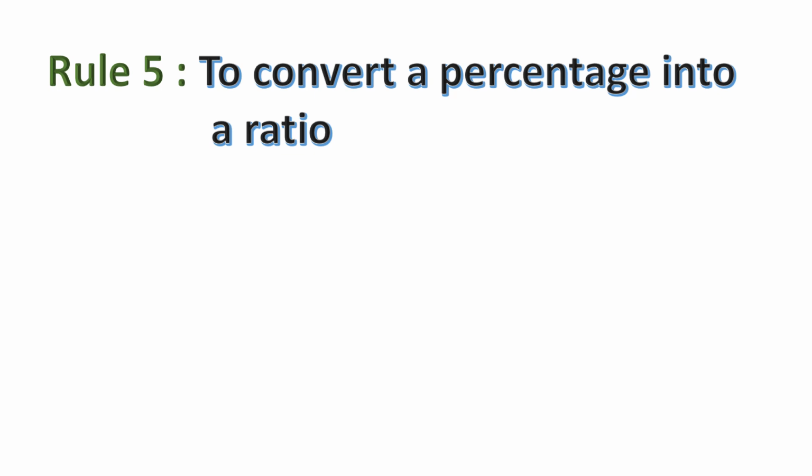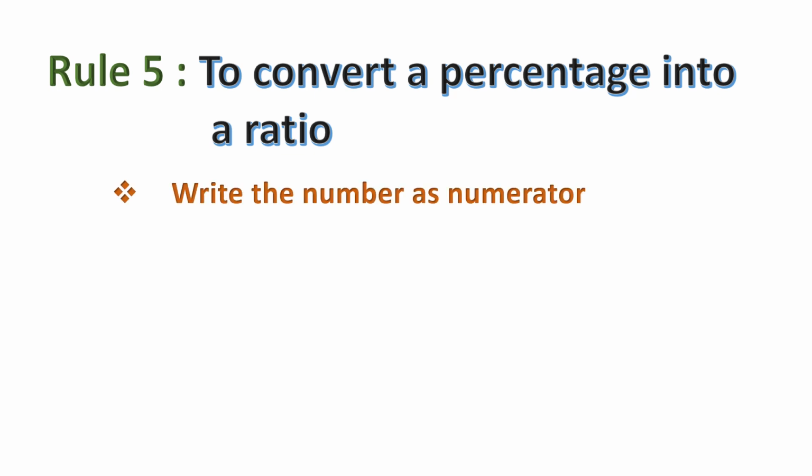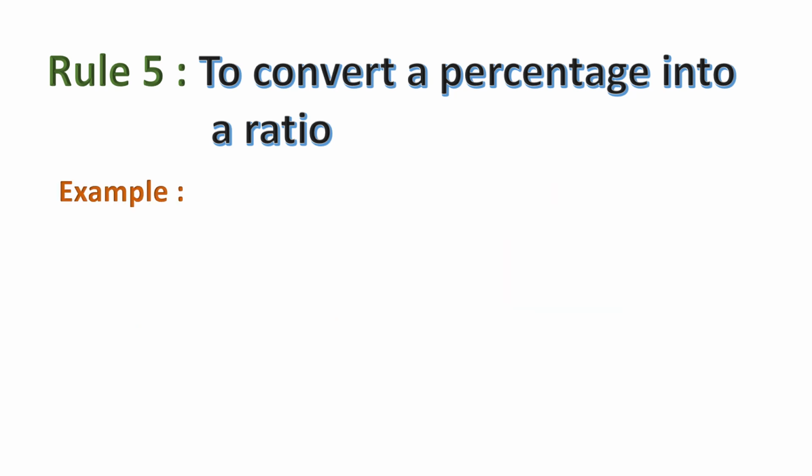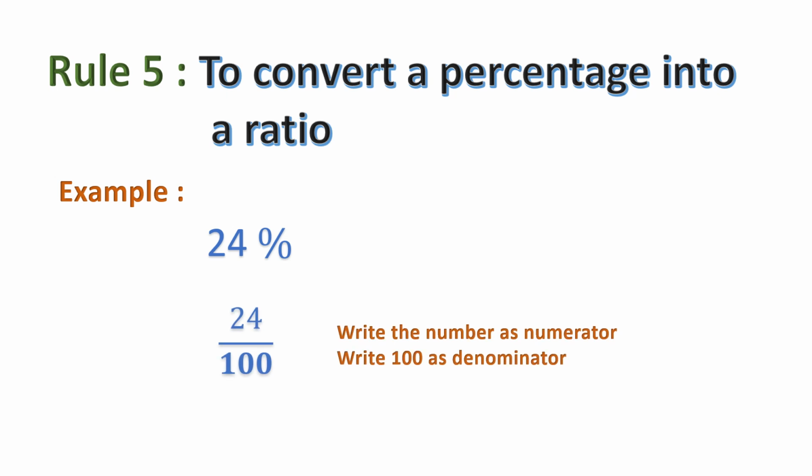Rule 5. To convert a percentage into a ratio. Okay, that's easy. Write the number as a numerator, just as we did in the conversion of a percentage to a fraction. We have to write the number as a numerator, then we have to write 100 as a denominator. We have to reduce this fraction into its simplest form, and finally we have to express this fraction as a ratio. Example, 24%. So we write the number as a numerator, so 24, and the denominator will be 100.